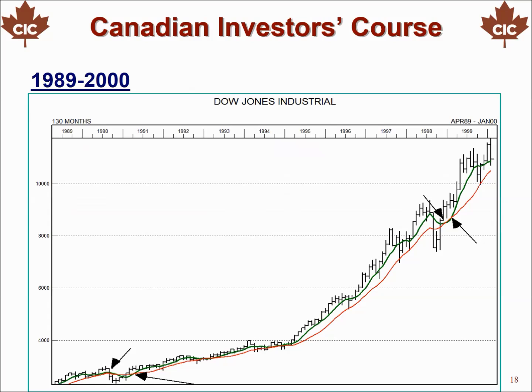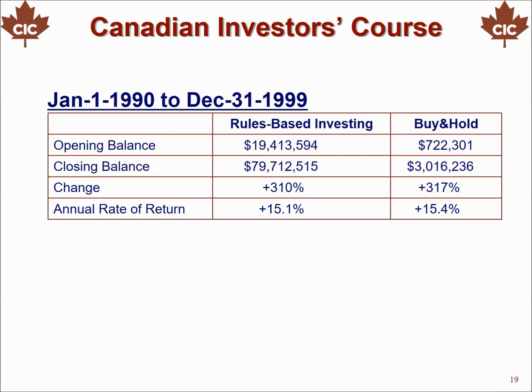Moving on to 1989 to 2000, again, an excellent period for buy and hold investors. In fact, they slightly outperformed the rules-based investing over this period. But nevertheless, both of them made an excellent rate of return. The closing balance on the original $100,000 for rules-based investing is 79 million. It's 3 million for the buy and hold camp. Everybody made over 300% over the period, but the buy and hold slightly outperformed it over that period, but only slightly. And look at the difference over the bad periods.